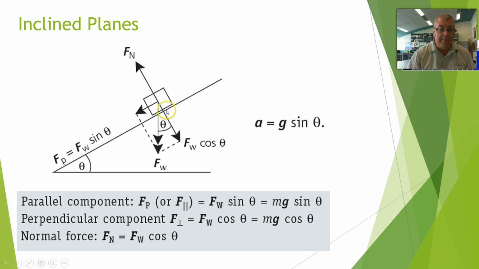And so that means that as this angle decreases to 0, the acceleration decreases, and as this angle increases to 90 degrees, the acceleration approaches 9.81 meters per second squared, because obviously if you had an inclined plane at 90 degrees, it's the same as dropping something.